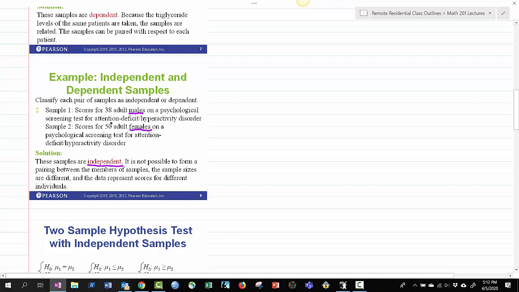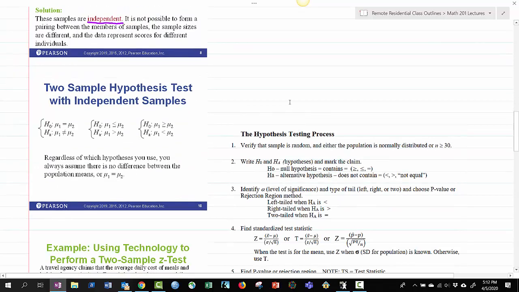All we really need is 38 adults in one group and another group, and the two groups don't overlap. There are different people in both groups. That would be independent. Where one group's male and one group's female, it just makes it more obvious they're not the same people.